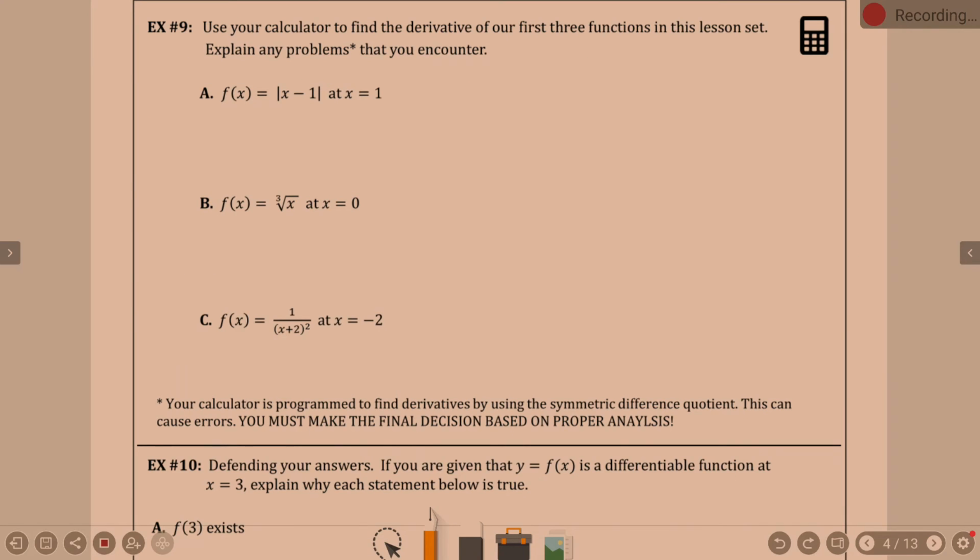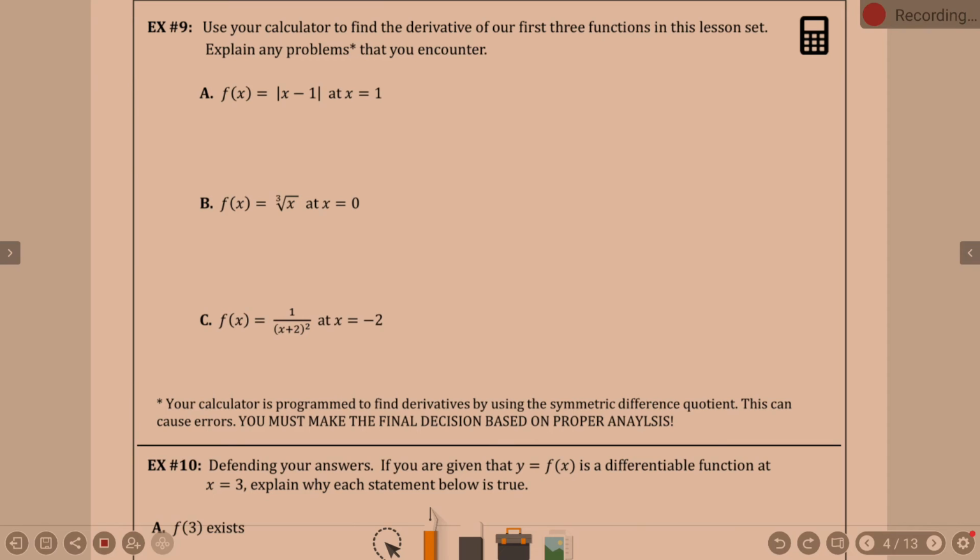on the next page, it talks about using the calculator to find the derivative of our first 3 functions in this lesson set. Explain any problems that you encounter. Now, I watched the video of this part, and she demonstrated also with the Inspire, which is a fancier calculator. It's a little closer to a mini computer, okay? And it was a little more accurate than some of these.